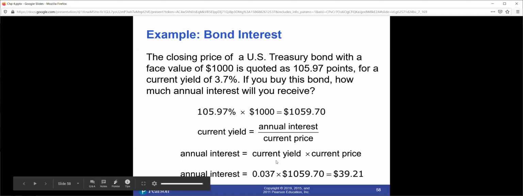So we have a $1,000 treasury bond quoted at 105.97 points, meaning that bond has a current price of 1,059.7. Given a current yield of 3.7%, we should expect to make an annual interest on this bond of a little under $40. Spend $1,000 now, get $1,000 back later, plus $40. Not too bad.